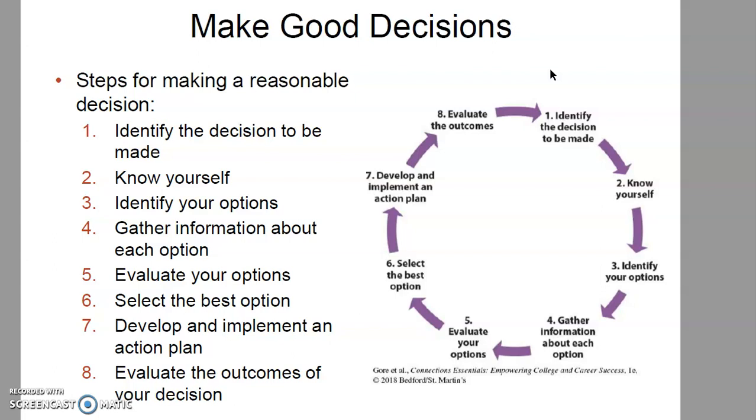Finally, step 8, you evaluate the outcomes of your decision. You actually go back and look and say, was that the right decision? Did it work out the way I hoped? And if not, this is where the circle on the right of the screen comes in, because if your decision didn't work out the way you expected, you have not failed.